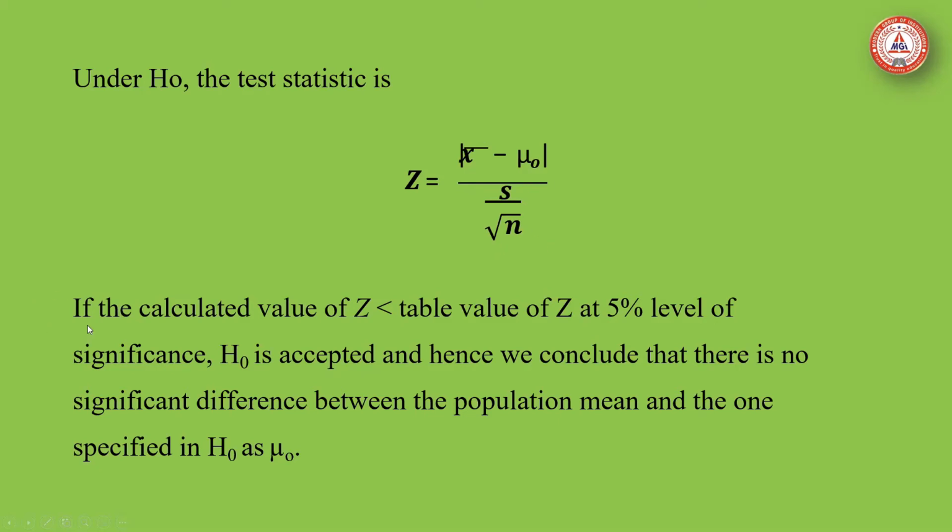If the calculated value of Z is less than the table value of Z at 5% level of significance, H0 is accepted. Hence, we conclude that there is no significant difference between the population mean and the one specified in H0 as mu 0.